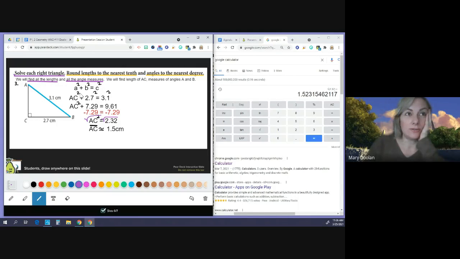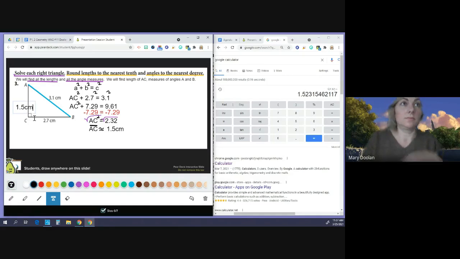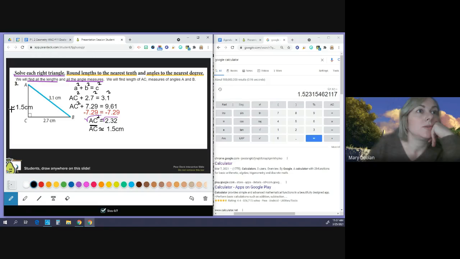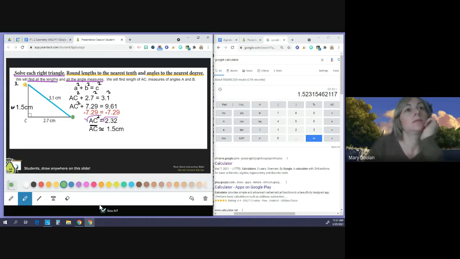So depending on your picture, you may have to solve for different things at different times, depending on what you're given. Here we were given 2 side lengths of a right triangle. So we had to find AC, which is this piece right here, approximately 1.5. Then the next thing is to find all the angle measures. We know this angle is 90 degrees because of the little box, but we have to figure out angle A, and we have to figure out angle B. It doesn't matter which one we start with, but we're going through the Pythagorean theorem and trigonometric ratios.